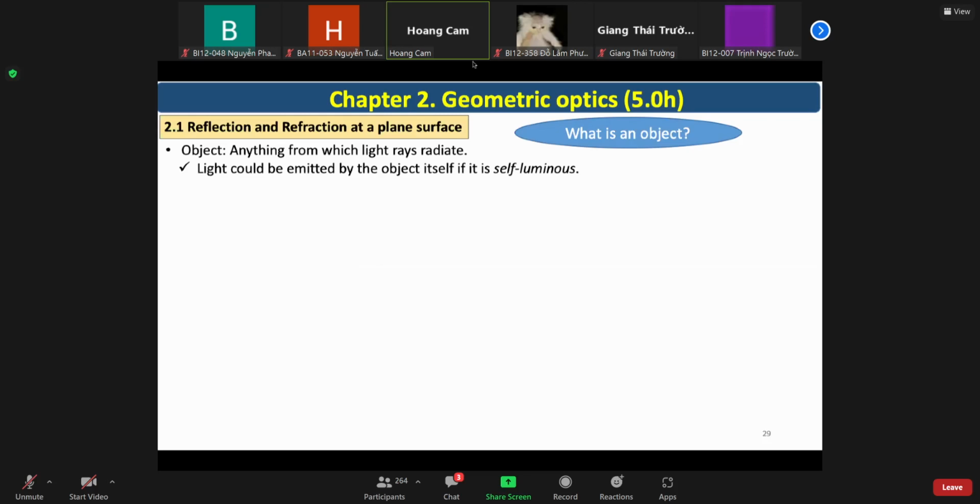We have the first case: if the light is emitted by the object itself, we call that self-luminous. And the second case is in which the light is emitted from another source. However, the object is shined upon and then it will reflect the light from it.